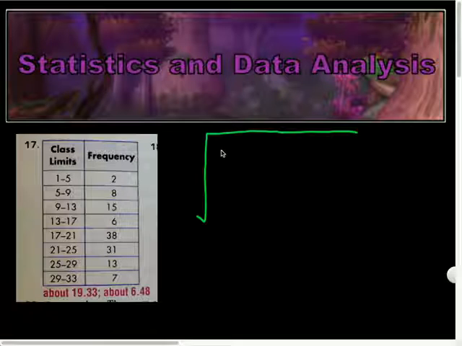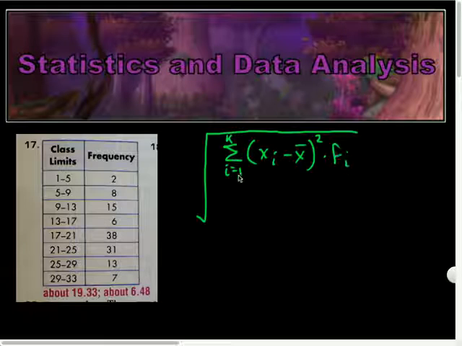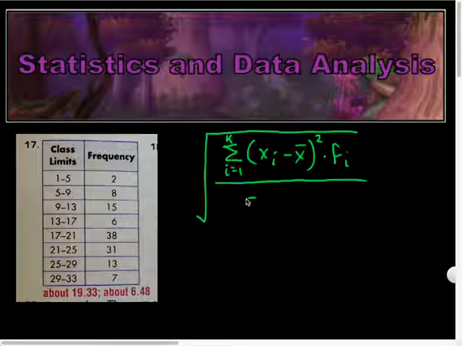Here's what the formula is. It's the sum of i equals 1 to k of the square of this difference, xi minus x bar, of course being the approximated mean within that frequency distribution, and you multiply that by the frequency, and then we divide by the sum of i equals 1 to k of fi. And this is the formula that we have for this.